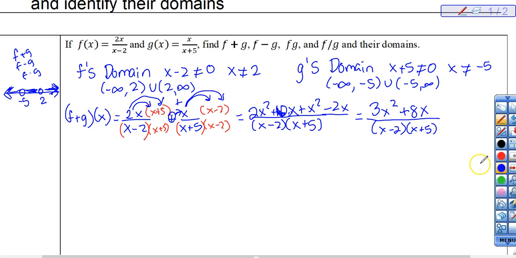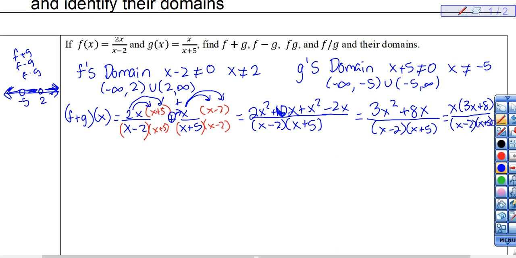Okay, and you might feel like, all right, I'm done. But I caution you to double check. Are you sure you can't simplify this fraction? You have to look for common factors in your numerator and denominator. So let's factor out our numerator just because we're cautious mathematicians. What can I factor out of my numerator? An x. All right, so that leaves me with 3x plus 8. And then in my denominator, I have x minus 2, x plus 5.